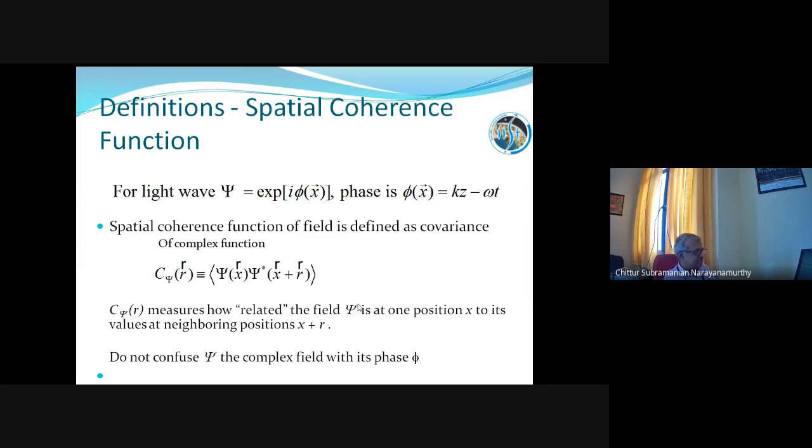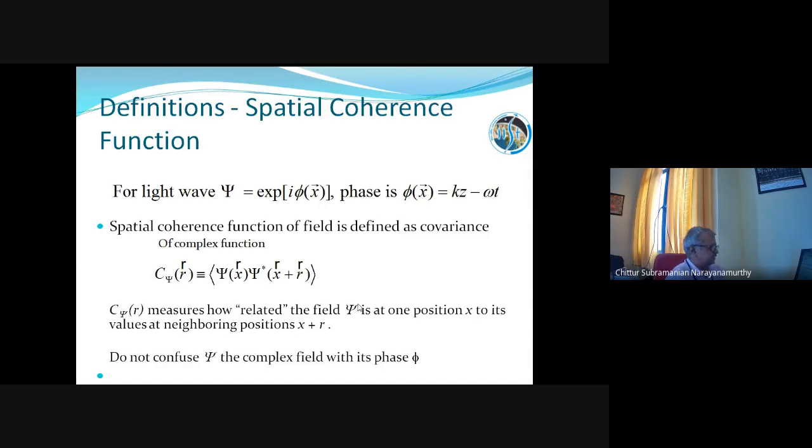Now, what are the definitions for the spatial coherence function? For a light wave which has an amplitude and phase, e to the power i phi, the phase is given by kz minus omega t, if the light propagates along the z direction, and omega is the frequency. The spatial coherence function can be defined as C psi equal to the expectation of psi.